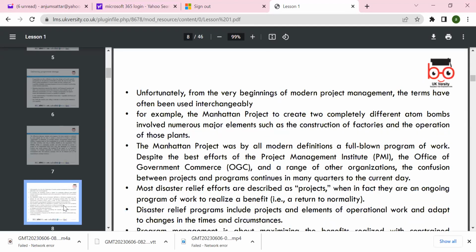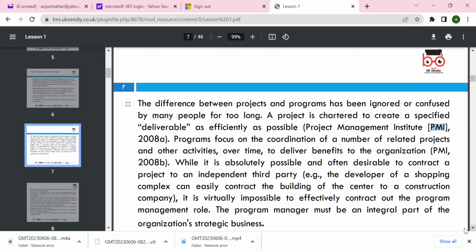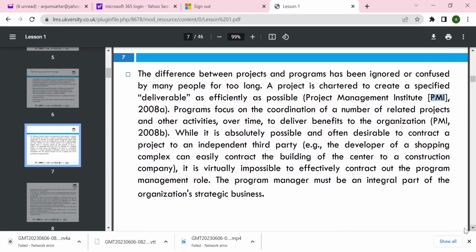Okay, so we have a different project. If the program has been ignored and confused, we need a clear program according to PMI. PMI is the Project Management Institute, which is quite big in the UK, and they have many members throughout the world. After doing the qualification, you can become a chartered project manager. So that can be applied.